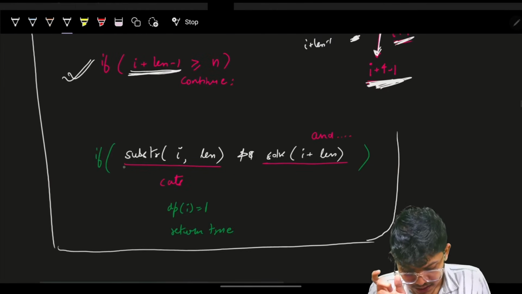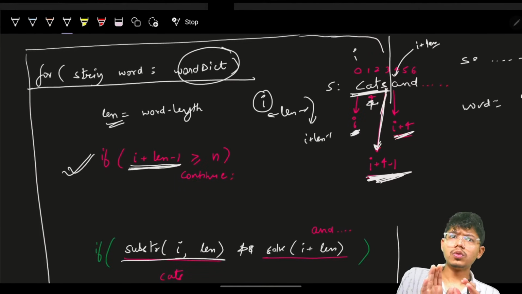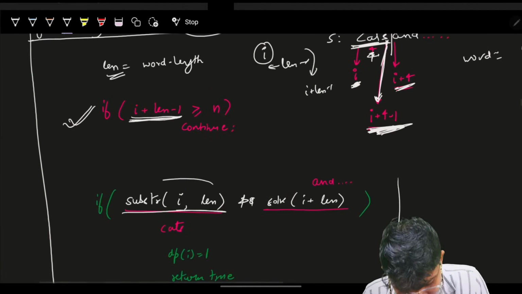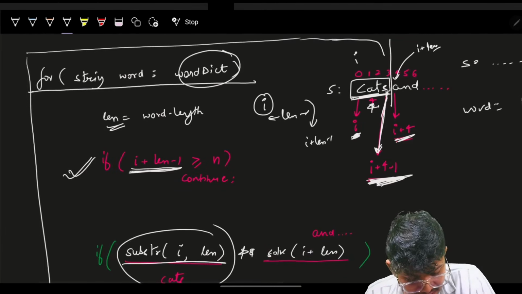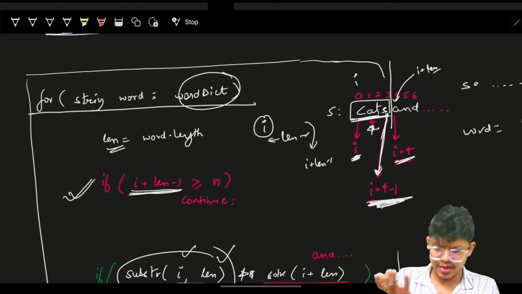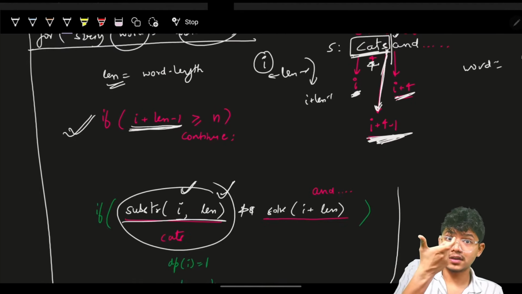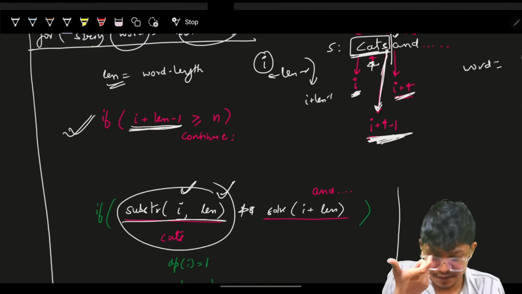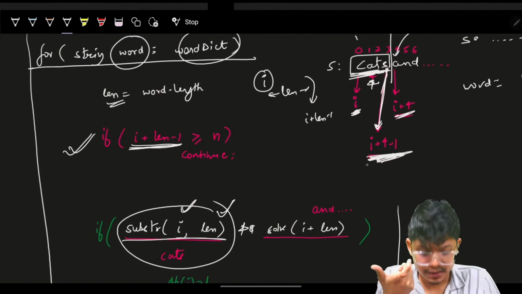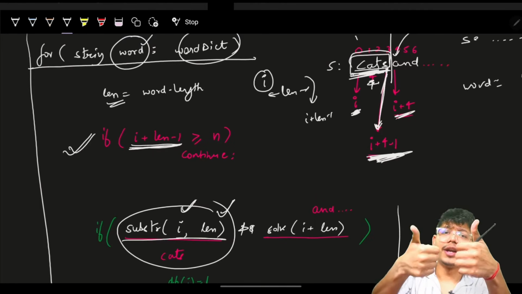I'll just check if that character is actually matching. So if this entire string from I to the length is actually in my word dictionary, because I'm iterating the word dictionary itself, if that is matching with the specific substring from I to length of 4, if it is actually matching with the word, great, super great.